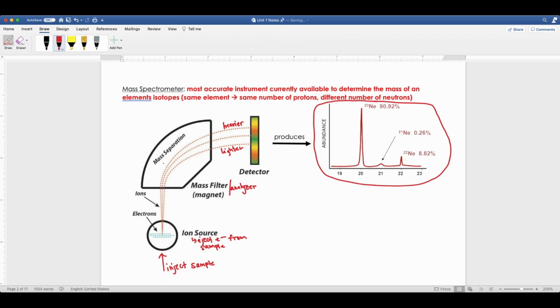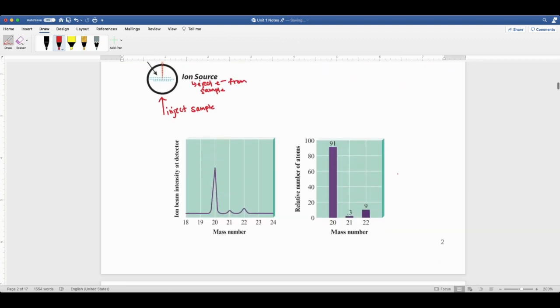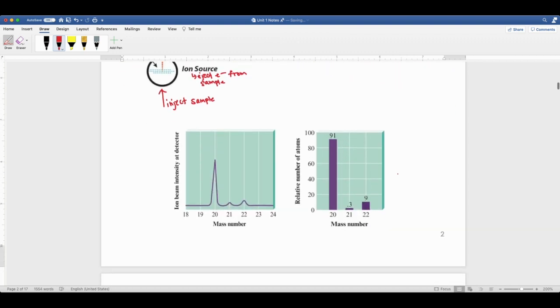This is a very complex instrument. You don't have to know how this works, but I just like to show you where we're getting that particular spectrum from. And it's because a magnet is separating each of those masses. And here's just another sample of what this would look like. We have down here the mass number, which of course is going to be just the mass of the sample.